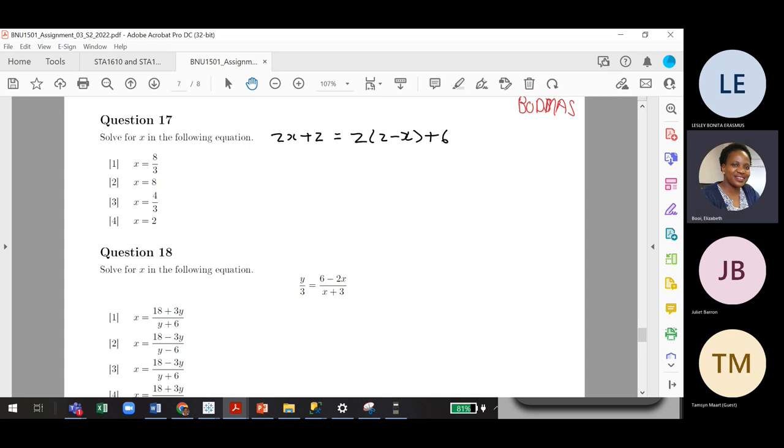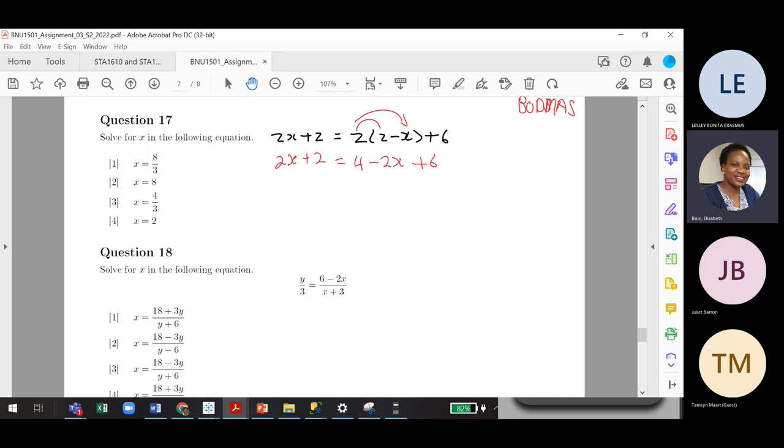So let's look at this question. It says, solve for x. 2x plus 2 is equal to 2 times bracket 2 minus x, close bracket, plus 6. So the first thing we need to do is get rid of the bracket. So it will be 2x plus 2 is equal to, multiply with the 2, we distribute 2 inside the bracket. So it will be 2 times 2, which is 4. 2 times minus x will be minus 2x, plus 6. We keep it as it is.